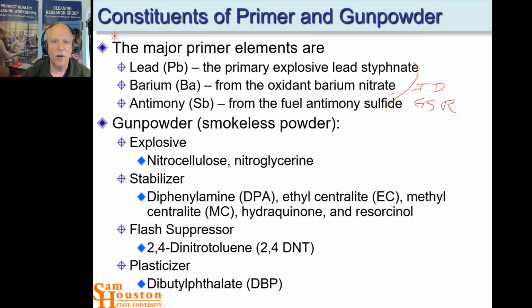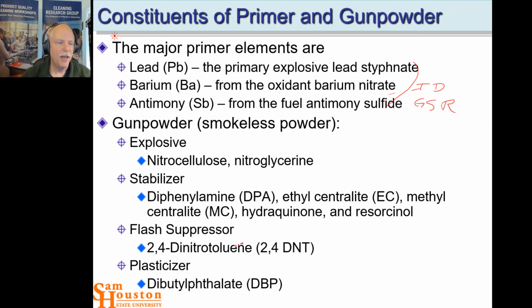Now, with all explosive or propellant burning, you never have 100% burn. And so you will have some nitrocellulose left over, maybe even traces of nitroglycerin. You might have stabilizers. We'll see these stabilizers are added to the black powder to give it a long shelf life. And so you might see diphenylamine, ethyl centralite or methyl centralite, hydroquinone or resorcinol.